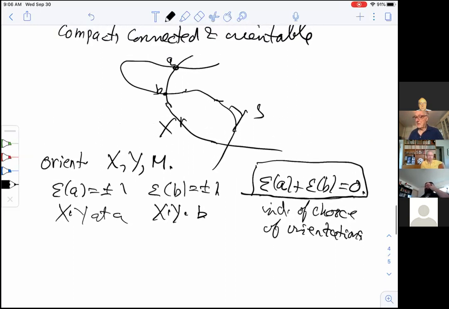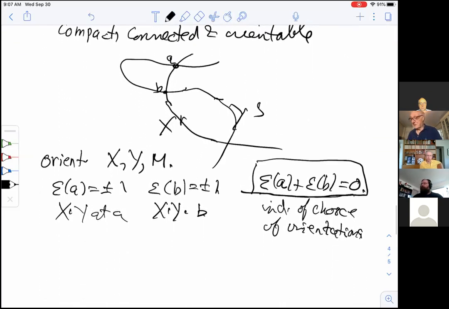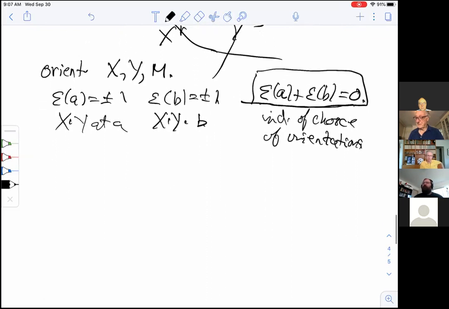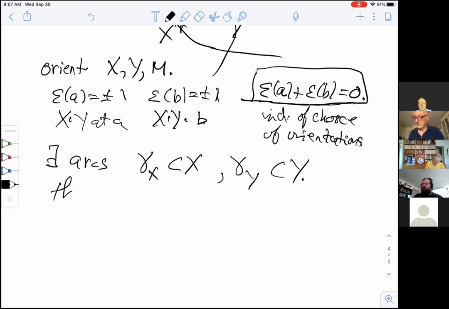Okay, so I'm not going to formulate the statement of the Whitney trick. I'm just going to start constructing what you do in the Whitney trick, and I will end up with, I think, 3 assumptions. This is the first, that the signs of the critical points are canceling. The next is that there exist arcs gamma x in X and gamma y in Y through these points.